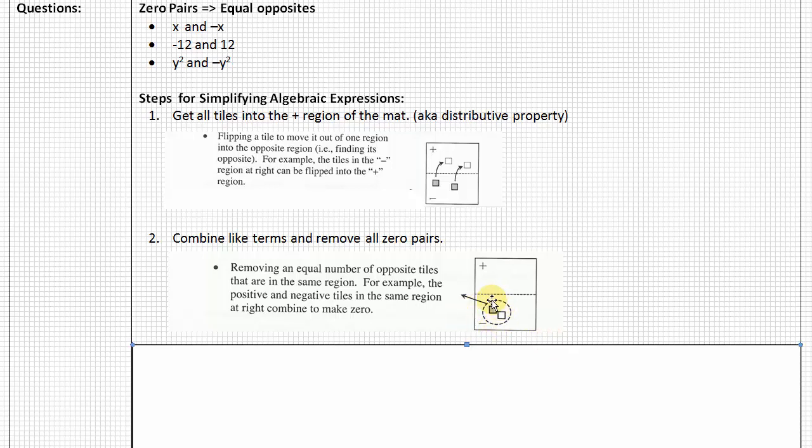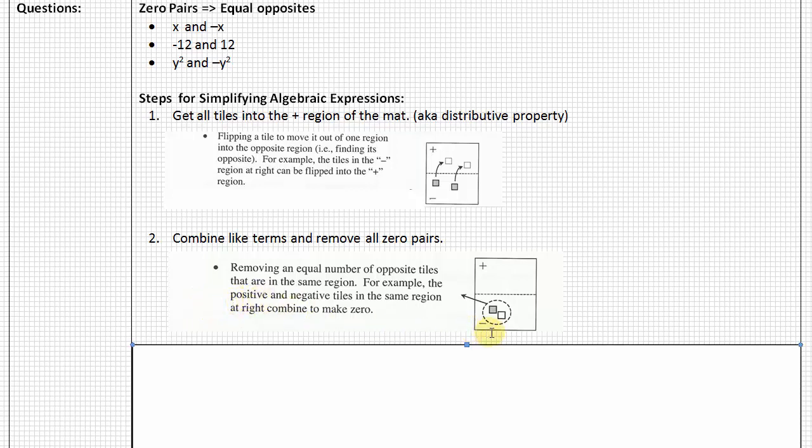In this example, they're showing a zero pair in the negative region. Usually all of our tiles, by the time we get to this step, will be up here in the positive region, but you can see that they're equal and opposite, so they would combine to make 0, and they could be removed. So those are the two basic steps, and we're going to use those two basic steps to go through two examples today.